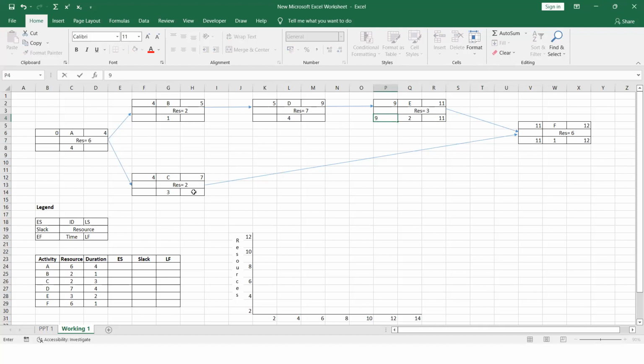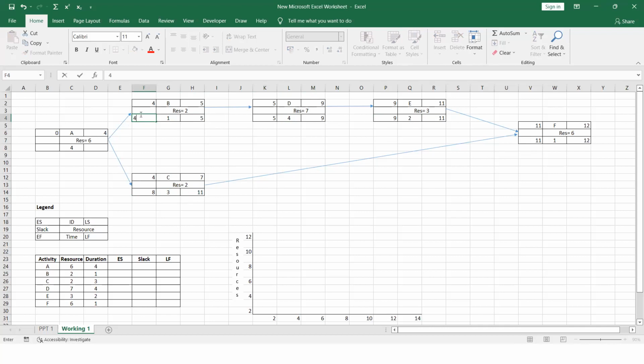And this 11 is going for here as well, C. So after deducting 3, it is 8. So after deducting, for the D activity, the late finish is 9. From that 9, you have to deduct 4. It means 5. Early finish, that 5 is coming for the B activity as well. After deducting 1, it should be 4.